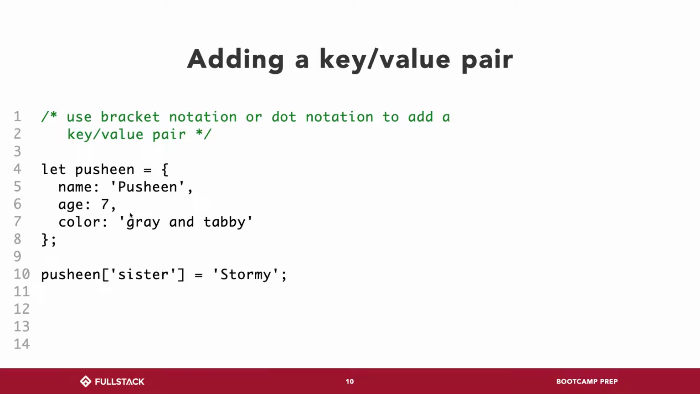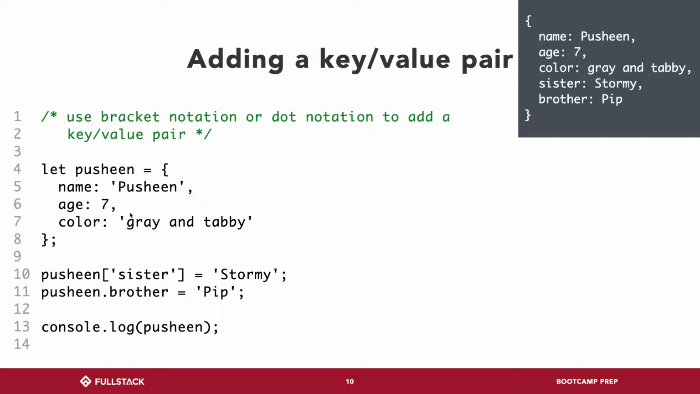So adding a key value pair, use bracket notation or dot notation to add a key value pair. Okay. So as you can see, we have an object pushing, right? The same object we've been seeing the last like 10 slides. We have name, age, color, pushing 7, gray and tabby, right? So if we just do pushing bracket quote sister equals Stormy, and we do pushing dot brother equals Pip, you can see that these key value pairs are actually now in the object. And it's that easy to add things to one, okay?